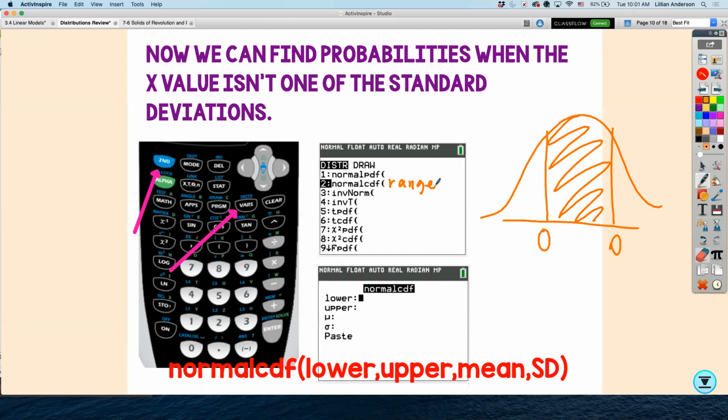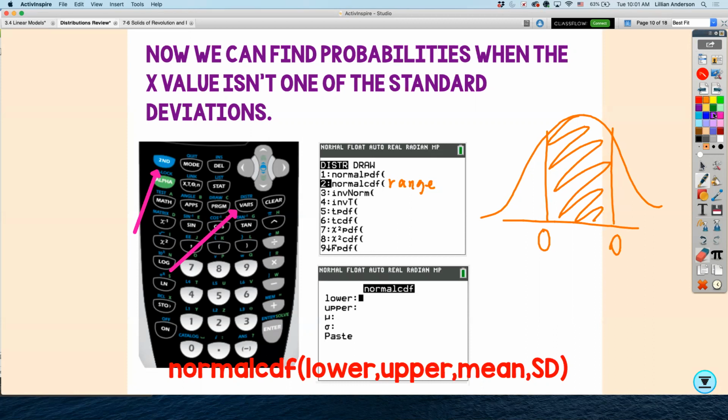Once you click on normal CDF, for a majority of us, we just have to type in our lower bound of our region, the upper bound of our region, the mean, and the standard deviation. For those who did not have that option, and you know who you are, it was lower, comma, upper, comma, mean, comma, standard deviation, close. Okay?